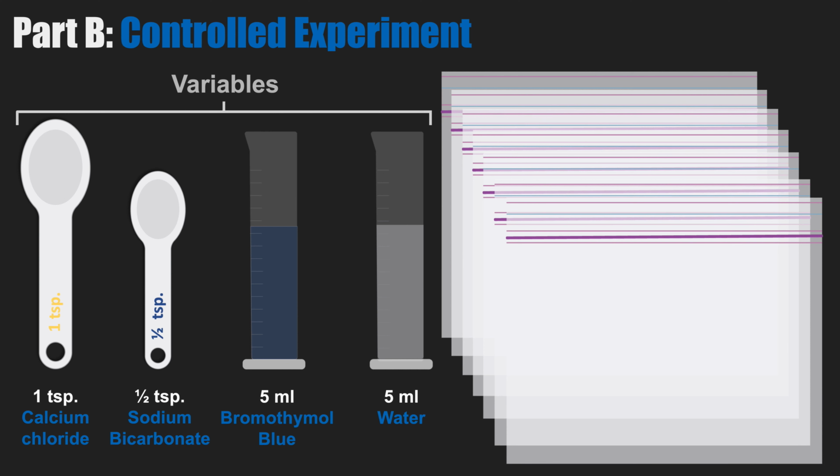Always 1 teaspoon of calcium chloride if it's being used, always 1/2 teaspoon of sodium bicarbonate, always 5 milliliters of bromothymol blue, and we'll always use 5 milliliters of water. So first thing is, here is your data table for part B, the controlled experiments.